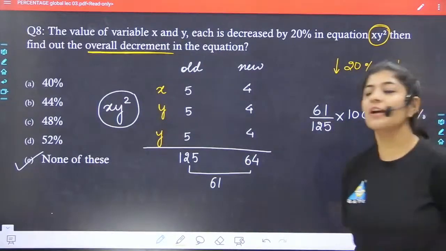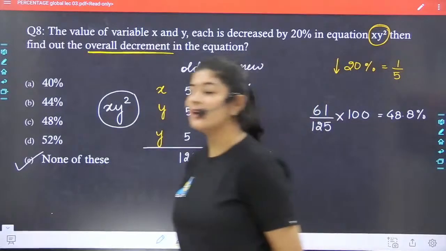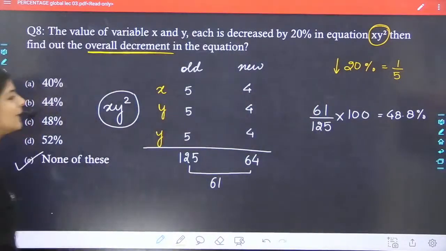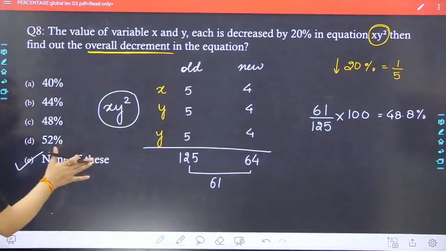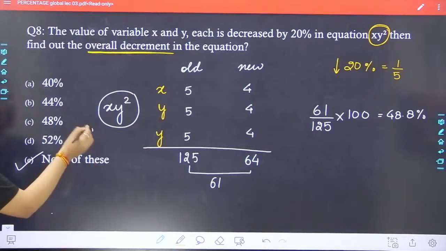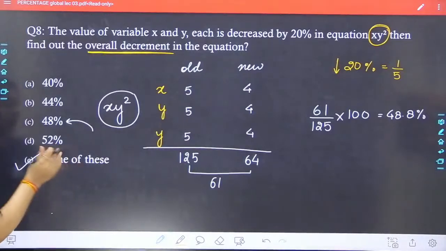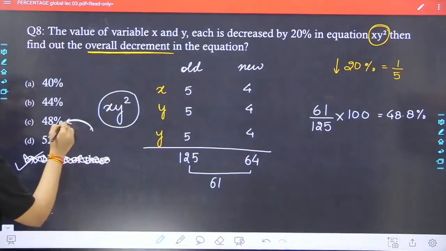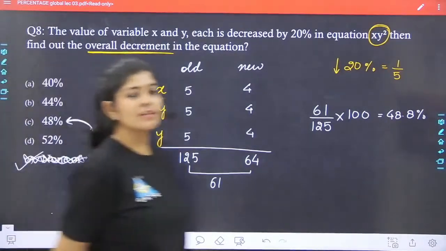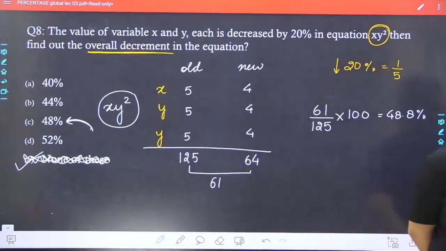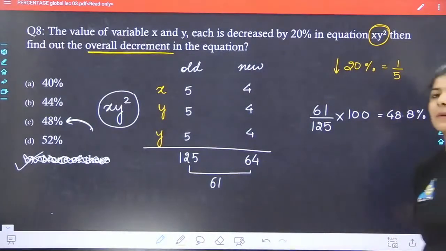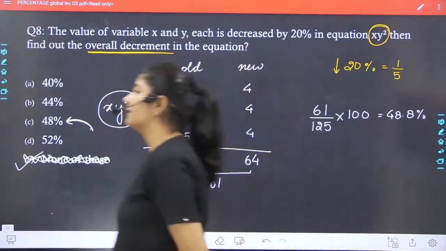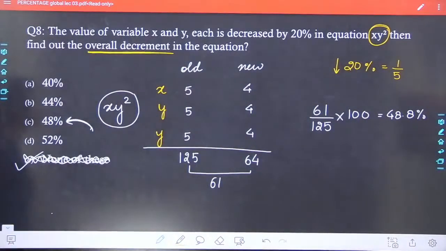Yes, it is actually 48.8%, right? If none of these is given in this question, then you can go with option number C, right? The actual answer of this question is 48.8%. There is an overall decrement of 48.8%. Is it clear?